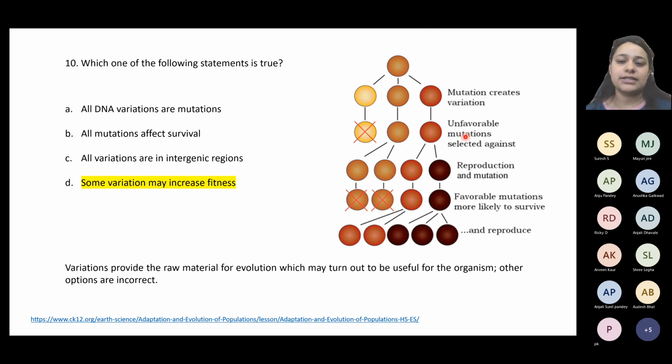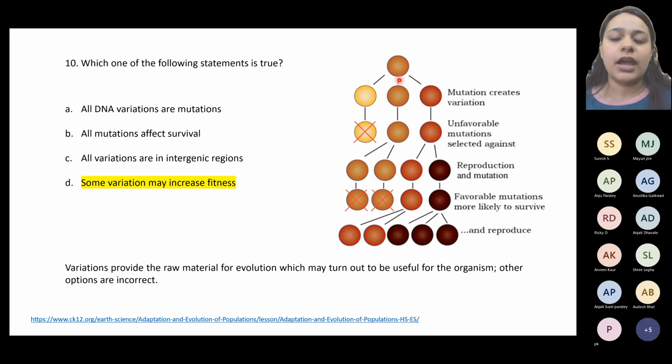Just to illustrate this, I have put in this particular representation. First, let us read what variations are. Variations basically provide raw material for evolution, which may turn out to be useful for the organism. That is why the other options are incorrect over here. In this particular illustration, I'll call this color orange, this color red, and this color yellow, so that nobody gets confused.